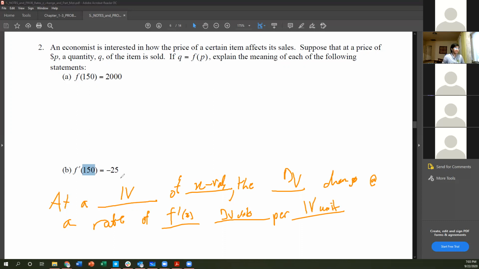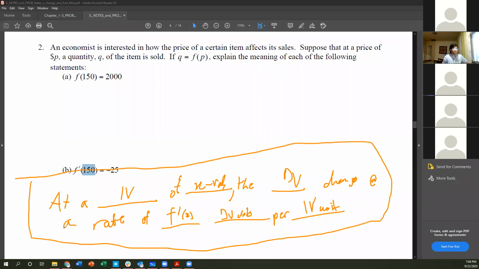Okay, what does this mean? Let's make sense of this. At a cost, because cost is the independent variable, at a cost of $150, the quantity of items sold changes at a rate of negative 25 items sold per dollar. Does that make sense? It's just a formula, essentially. Every type of problem where you're asked to interpret the meaning of a rate of change, this is what you're doing. You're just plugging it into this formula.